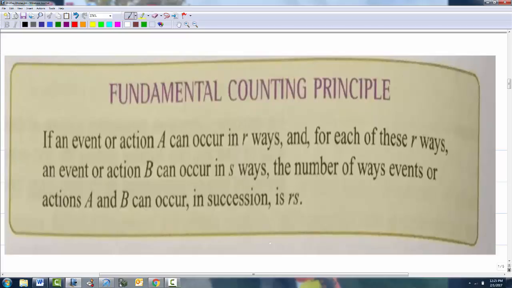Okay, so this leads to the fundamental counting principle. This is a bunch of rigmarole. If an event or action A can occur in R ways and B can occur in S ways, the number that both A and B can occur is R times S. Multiply. So that's just a long way of explaining what we just went through.